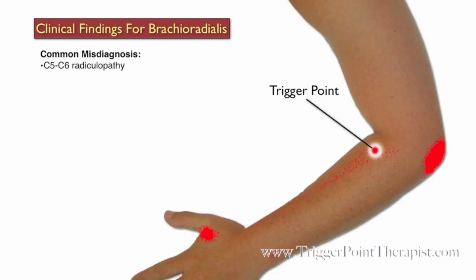Clients with active brachioradialis trigger points are commonly misdiagnosed with C5, C6 radiculopathy, lateral epicondylitis or tennis elbow, and carpal tunnel syndrome.